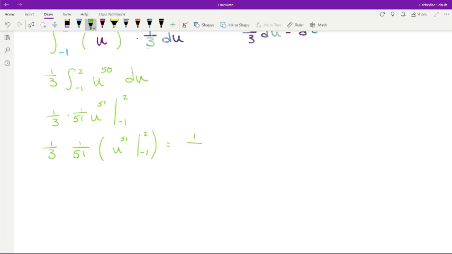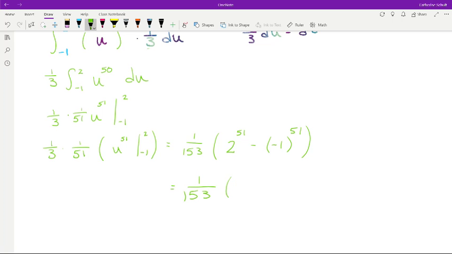All right, 3 times 51 is 153. And now we're going to plug in 2. And we're going to subtract what happens when we plug in negative 1. Notice parentheses are important, especially when working with negative numbers. All right, 2 to the 51st. Do I have my calculator? I don't. But I have a feeling that might overload your calculator. Your calculator is only so powerful. So don't worry about multiplying that through.